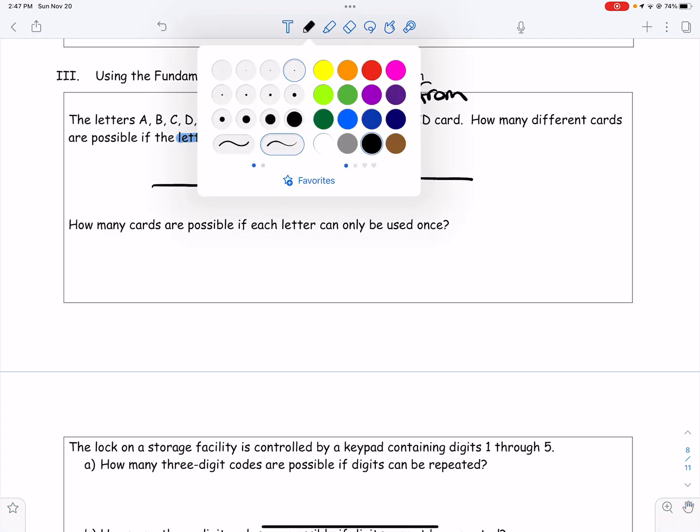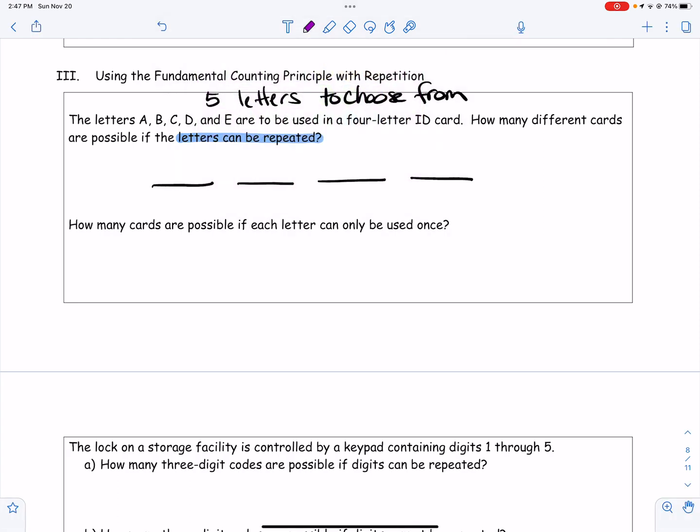So that means that if I have a bag with those 5 letters in there and I reach into the bag and I pull out a letter, I have 5 letters to choose from for the first one. I write that letter down, but then I put it back in the bag. And so for the second letter, I have 5 choices to choose from. And the same with the third, and the same with the fourth. And we're always going to be multiplying those possibilities together to get our total number of choices.